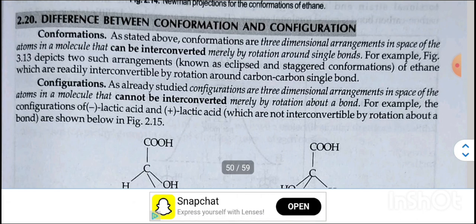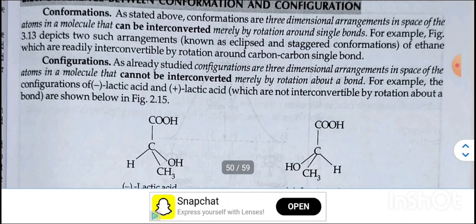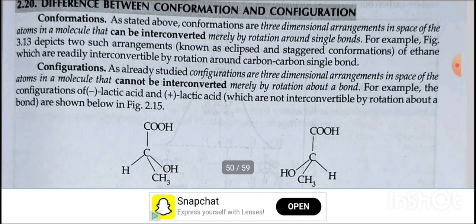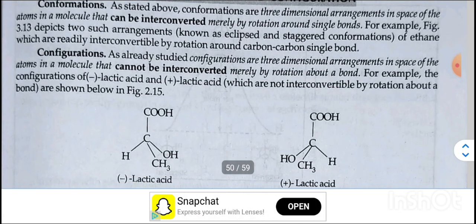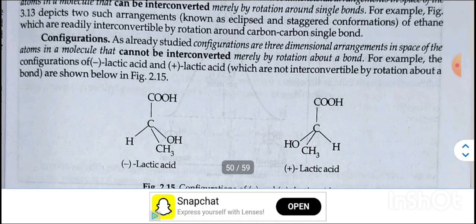Difference between conformation and configuration. Conformations are, as stated above, three-dimensional arrangements in space of atoms of a molecule that can be interconverted merely by rotating around a single bond. For example, the figure depicts two such arrangements known as eclipsed and staggered conformations of ethane, which are readily interconverted by rotating around the carbon-carbon single bond. Configurations are 3D arrangements in space of atoms of a molecule that cannot be interconverted merely by rotation about a bond.